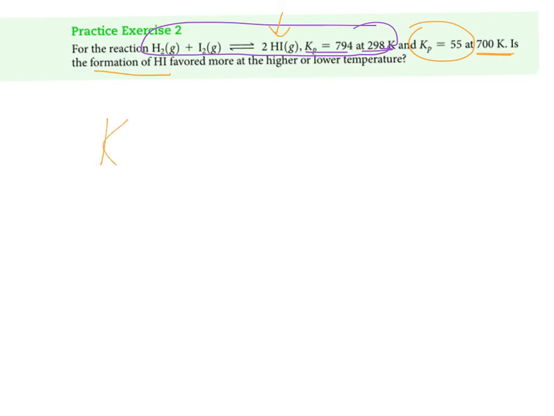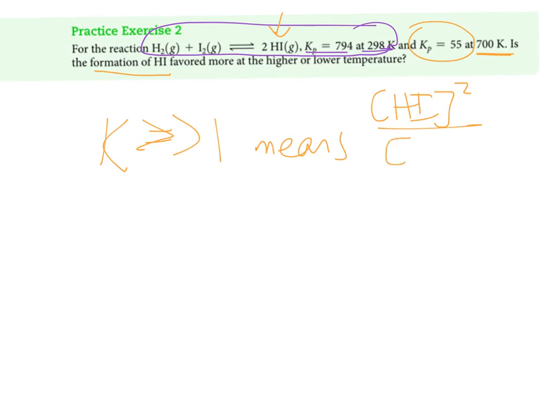Well, we know that if our K is much greater than 1, that means that we have a lot more of our product than we do of our reactants. In this case, they're both greater than 1, but the constant is much greater at the lower temperature, at 298 K, meaning at the lower temperature, at 298, K equals 794.